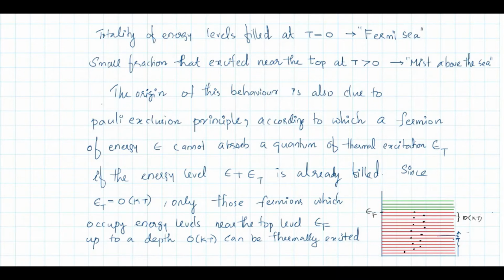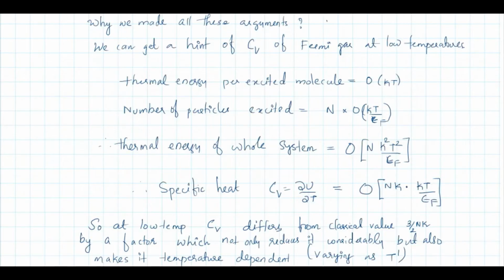Okay. So only those fermions which occupy energy levels near the top level EF, up to a width of order kT, can be thermally excited. Why did we make all these arguments? Because we can get a hint of the specific heat of a Fermi gas at low temperatures from these arguments.